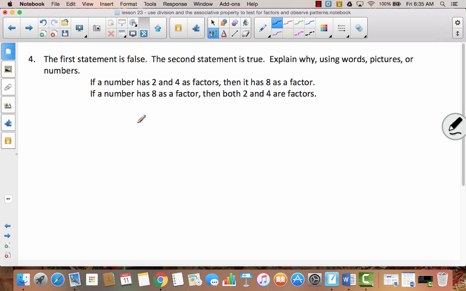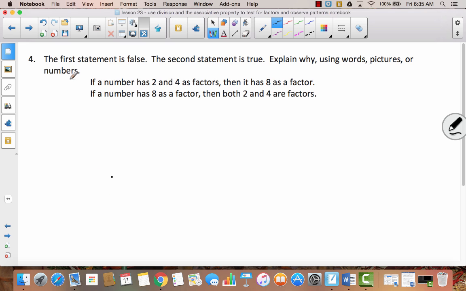All right, so let's take a look at number 4. The first statement is false. The second statement is true. Explain why using words, pictures, or numbers. So it says if a number has 2 and 4 as factors, then it has 8 as a factor. If a number has 8 as a factor, then both 2 and 4 are factors.